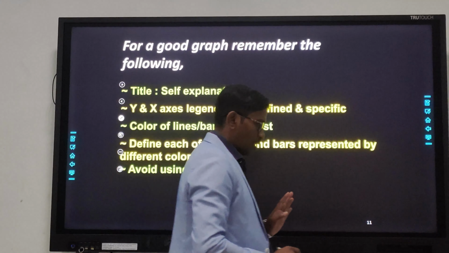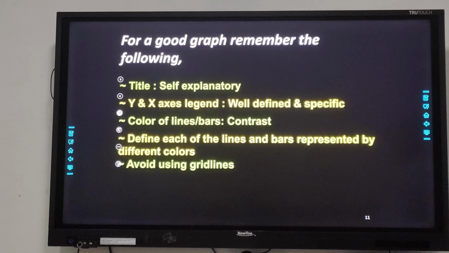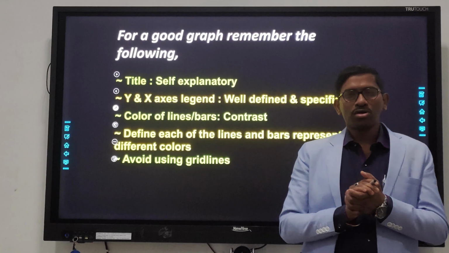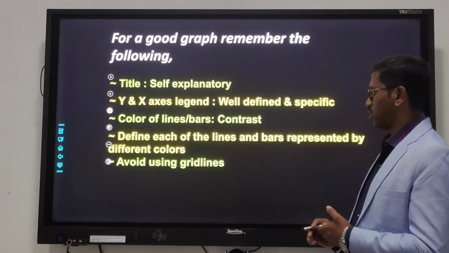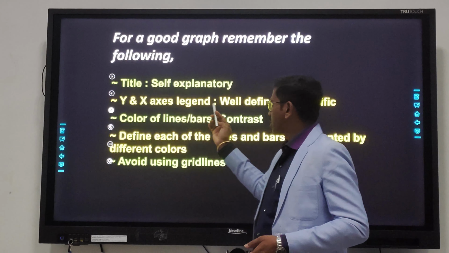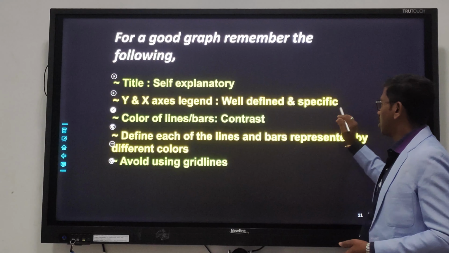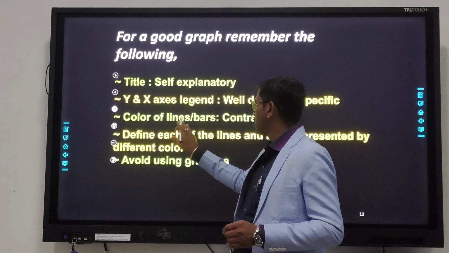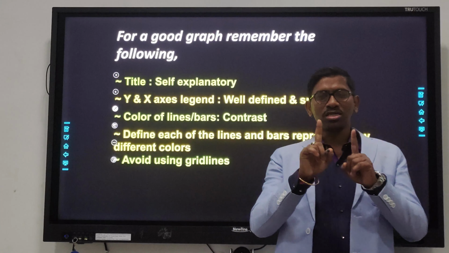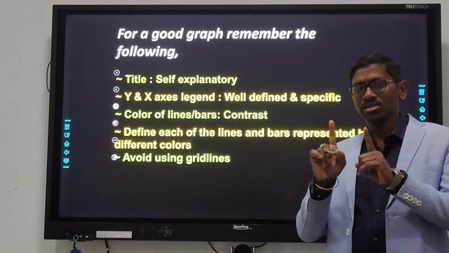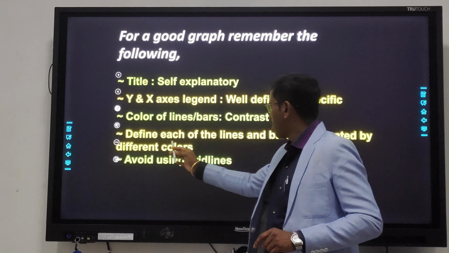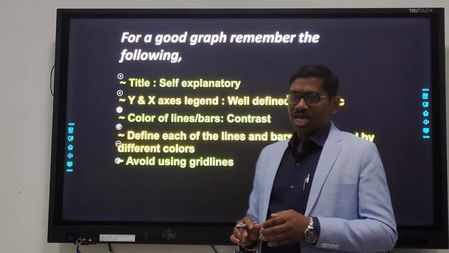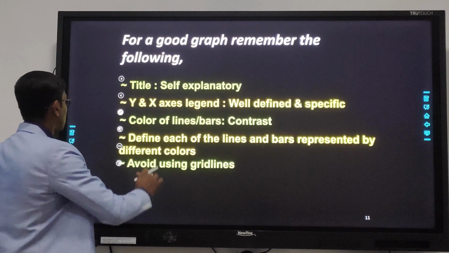So my friend, to prepare a good graph, please try to remember the following points. Remember the title: the title of your graph should be self-explanatory. Then the y and x-axis legends should be well defined and very specific. Regarding the color of the lines and bars, you should use contrasting colors for the bars as well as lines. Then please try to define each of the lines and bars which are represented by different colors. And please avoid using grid lines.